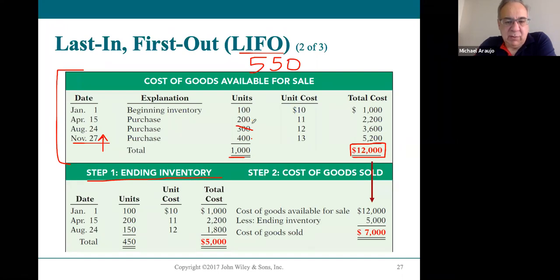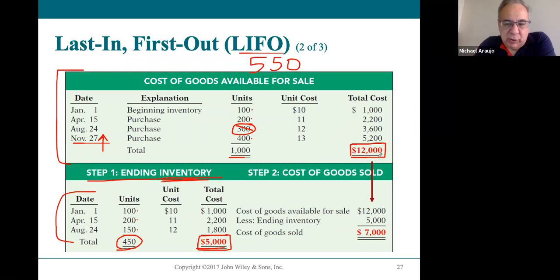So what's in the store? Well, the other half of these are in the store. All of these are in the store. And all of these are in the store. 100 plus 200 plus 150 is 450. So this is what your inventory list looks like. The 450 is broken into the January amount, the April amount, and half of the August amount. You know what the unit cost is, so you multiply it across and total up. So what you have left is $5,000 of inventory. Again, inventory is your asset. That's the value of that asset.